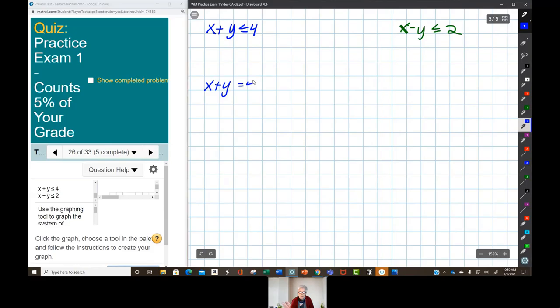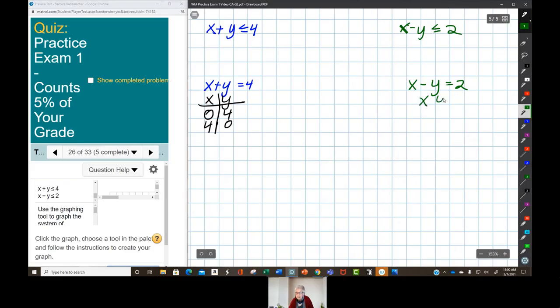Take x plus y equals 4. And again, this is one of those super easy lines where you can actually do it in your head. See, if x is 0, y is 4. If y is 0, x is 4. Okay, and while I'm at it, how about over here? I just want to get my 2 points, that's all. I'm not going to do anything fancy yet.